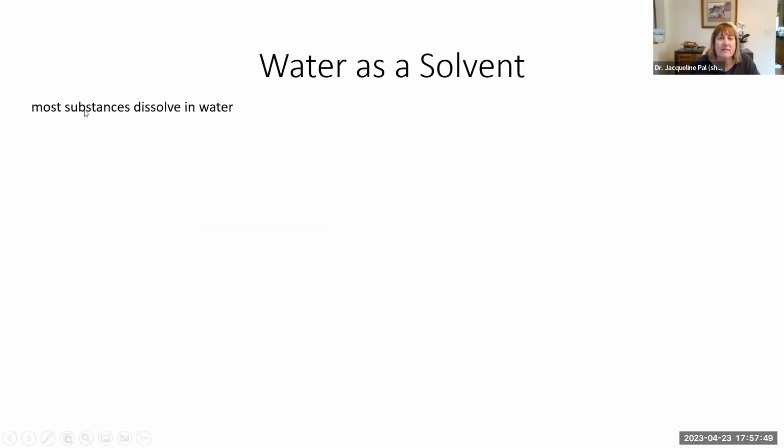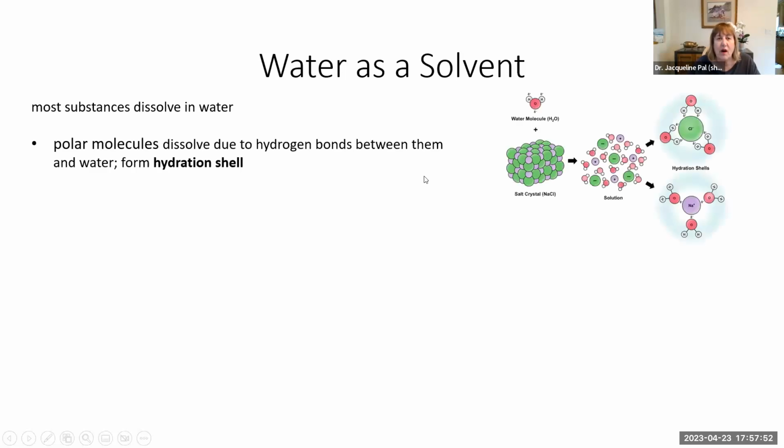So going back to water as a solvent, most substances dissolve in water, okay? The reason is polar molecules because of the hydrogen bonds. And what happens here is we actually form what is called a hydration shell. So what this is showing is a bunch of salt crystals being dumped into water, and salt is sodium and chloride. And what you'll notice is the chloride is negatively charged and it's attached to the positive parts of the hydrogen molecule. And then the sodium is positively charged and it's attracted to the negative parts of the little red oxygen molecules.